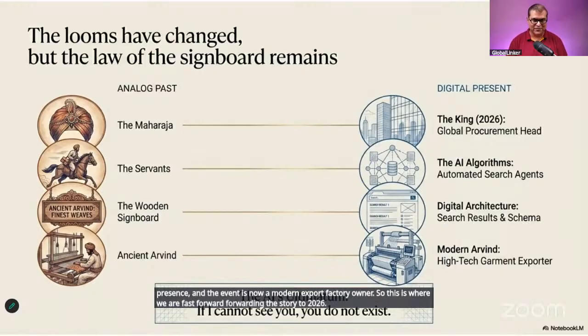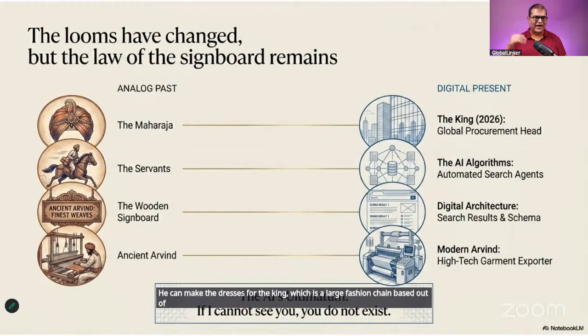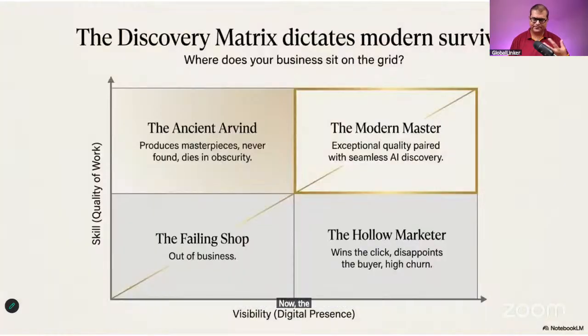Now, the mission for all of us today is to make Arvind discoverable by the servants so that he can make the dresses for the king, which is a large fashion chain based out of the US. Right. So that's the mission that we are all going to achieve in today's session. And I am going to take you through this exercise.